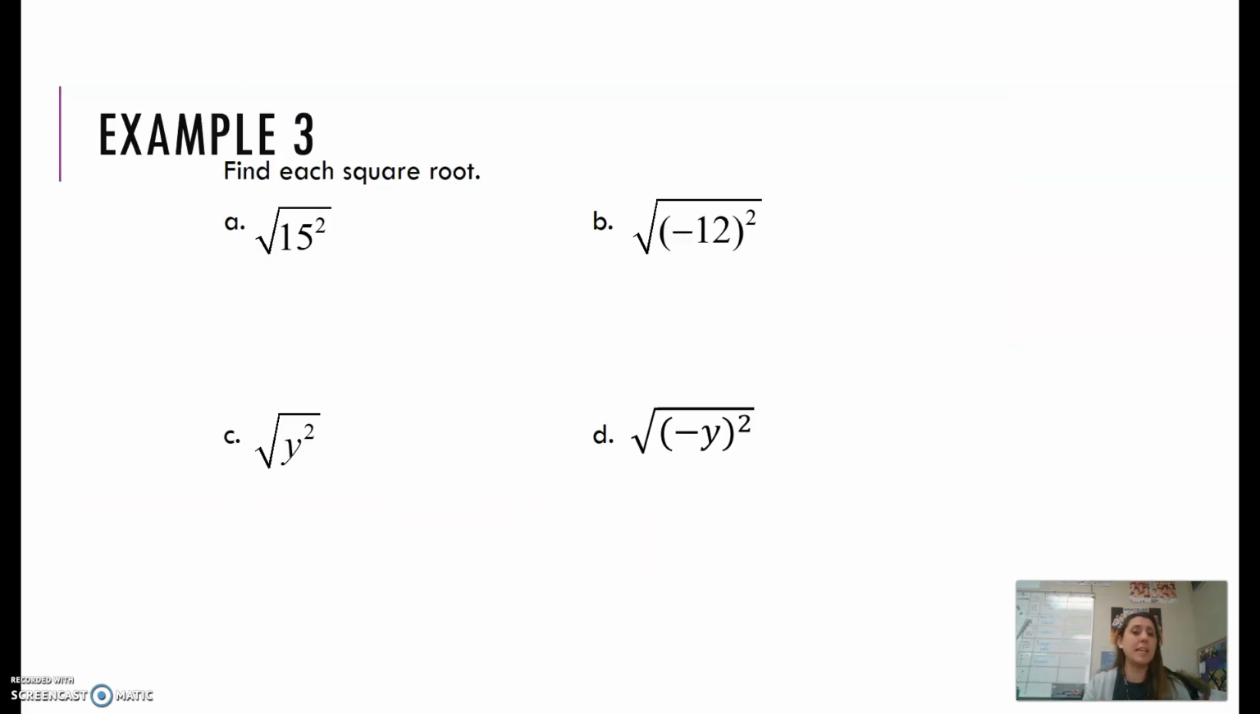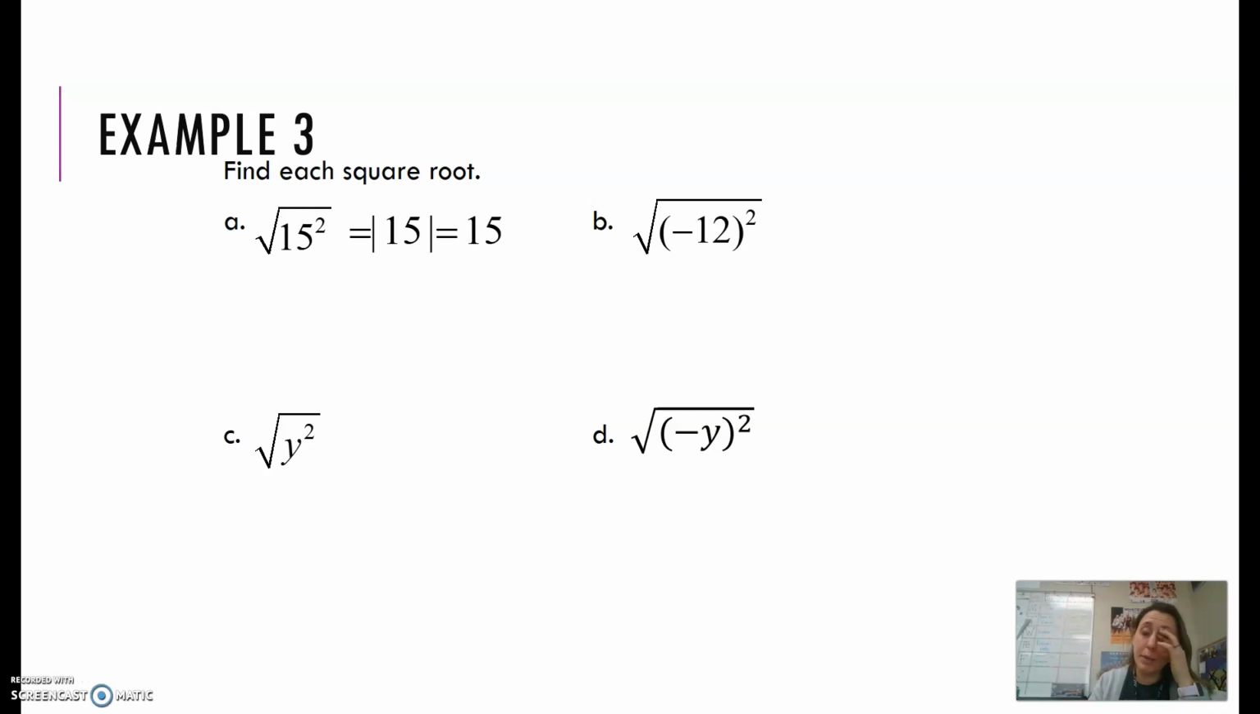Alright, so go ahead and get these examples in your notes, hit pause, and I'll move on. Okay, so if I'm looking at example a, the square root of 15 squared, normally we would just say, oh, that's 15. And I would say that's correct, but first you're going to find the absolute value of 15 and then do it. So it would look like this.